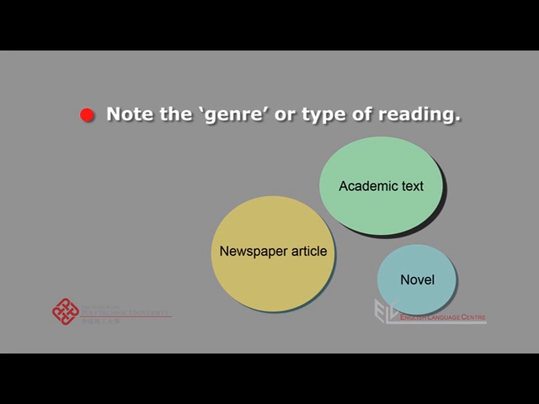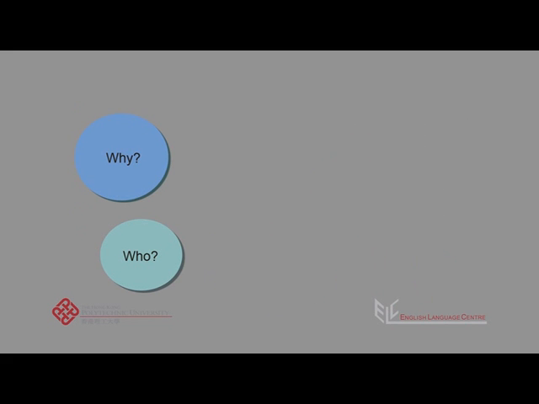Note the genre or type of reading. Is it a dense academic text, a novel, a newspaper article? What is the purpose of the text? To inform, entertain, or persuade the reader? Why do you think the book was written, and who is the intended audience? Is it for the general reader, or is it aimed at a narrow specialist reader in a particular field? What do you know about the author? What else has he or she written?